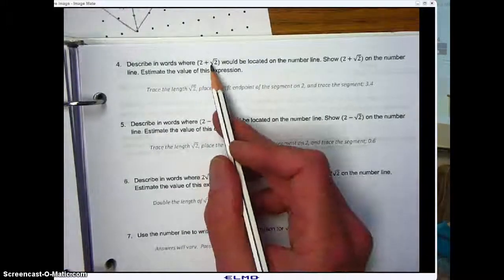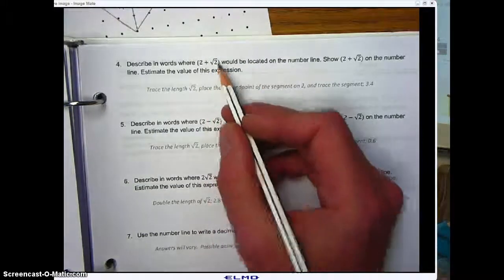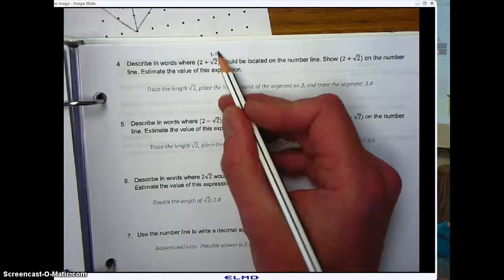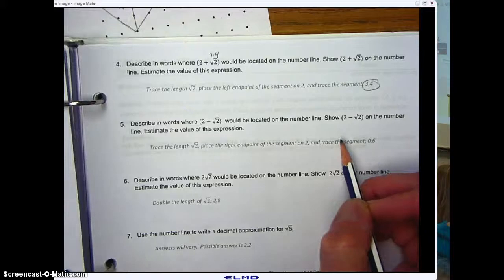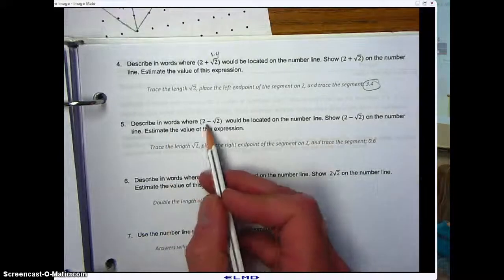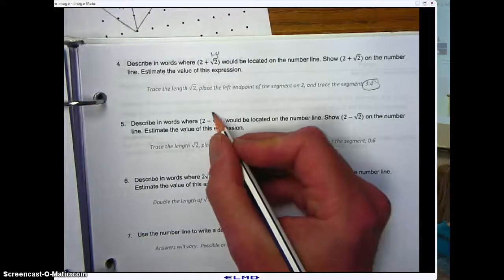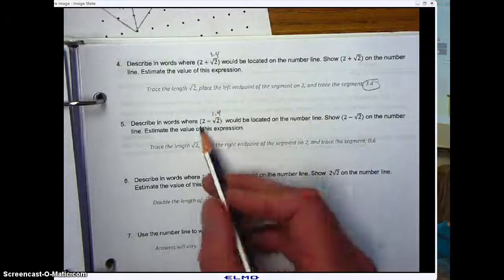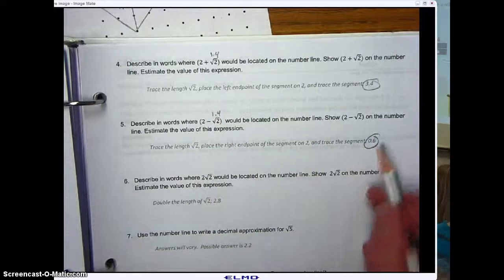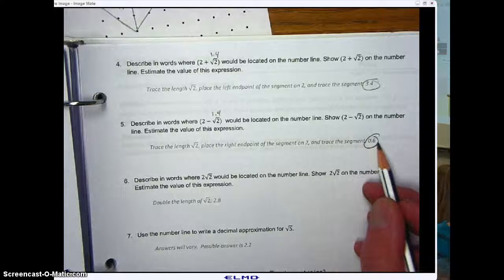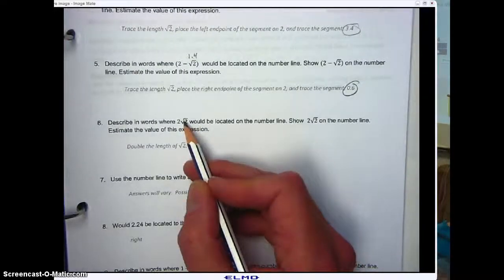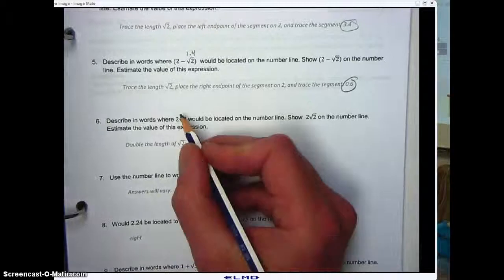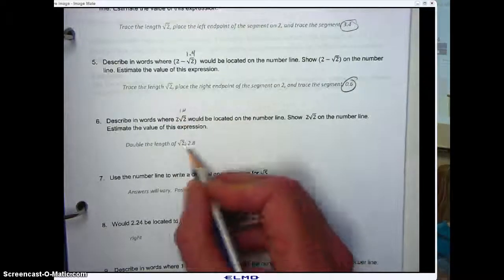Next page, describe in words where 2 plus the square root of 2 would be located. Well, this again is about 1.4, so 2 plus 1.4 would be somewhere around 3.4. And where would 2 minus the square root of 2 be? Well, think of this as about 1.4, so 2 minus 1.4 is approximately 0.6 or 6/10. Where would 2 times the square root of 2 be? Well, we did that. We just double the square root of 2, so it's 2 times 1.4, which is about 2.8.